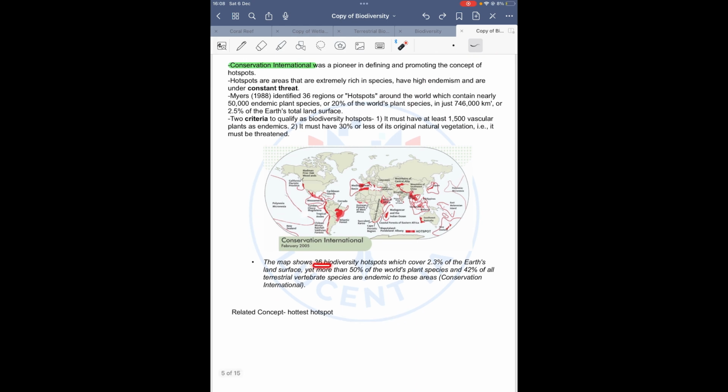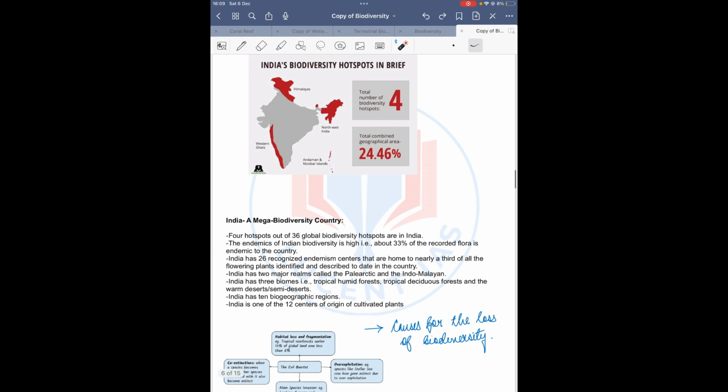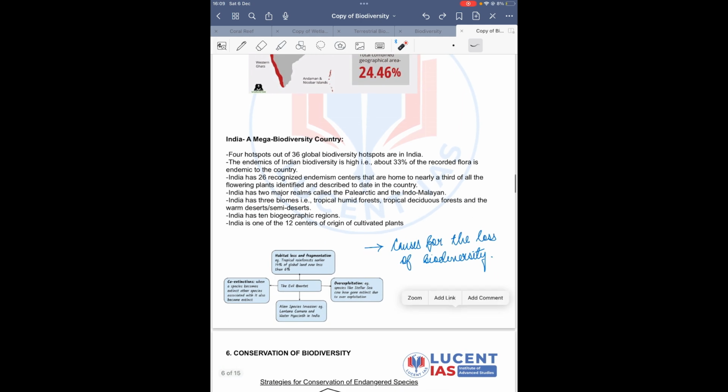This map shows 36 biodiversity hotspots which cover 2.3% of Earth's land surface. Clear? So which of the hotspots does India fall under? One is the Himalaya, Indo-Burma, that includes Northeast, Sundaland, that includes Nicobar group of islands and Western Ghats and Sri Lanka. So India has mainly 4 biodiversity hotspots, combining a total geographical area of 24.46%.